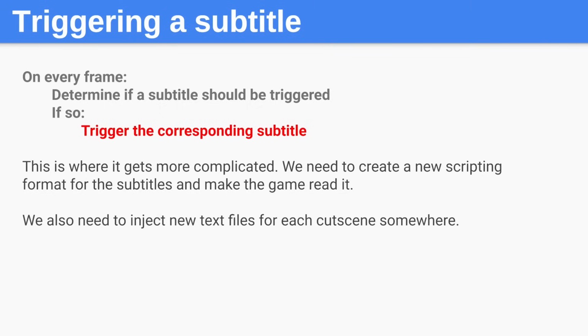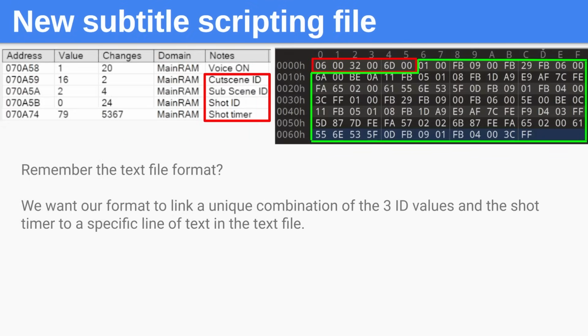We need to create a brand new scripting format for these subtitles so that the game can read it every frame. We also need to inject new text files for these cutscenes. They have to be somewhere. So remember the text file format? We need to link the ID of a certain text line to a certain shot timer and value for each of these cutscene ID parameters.